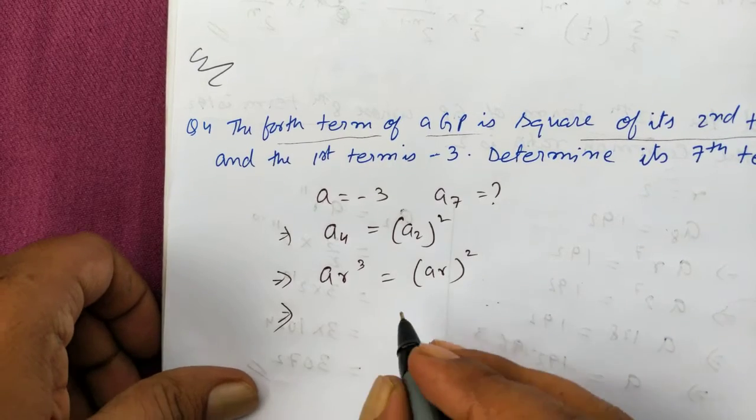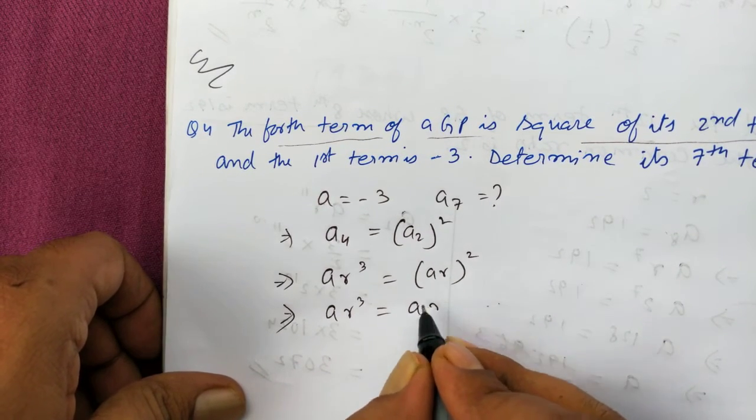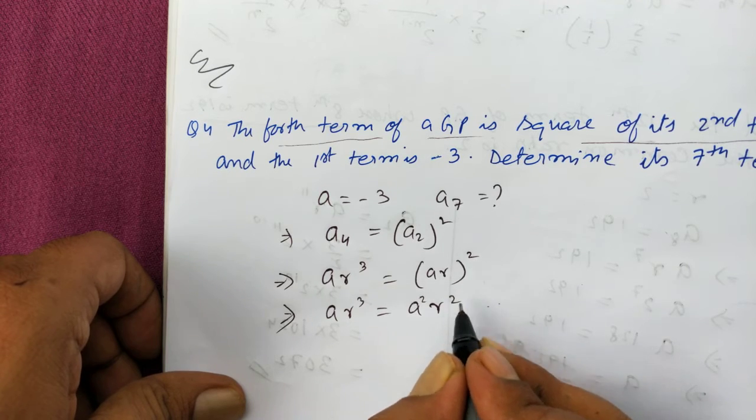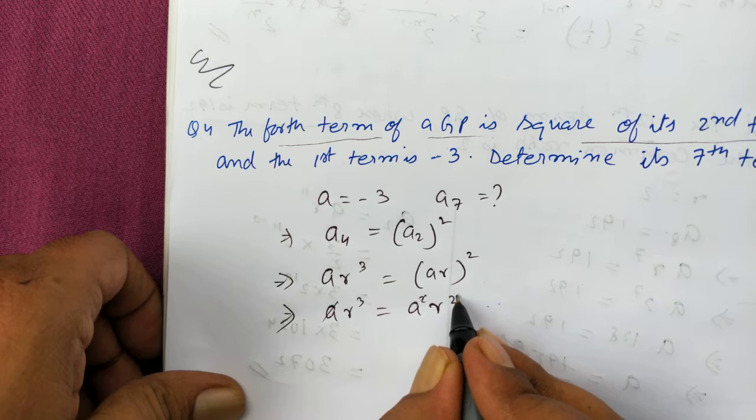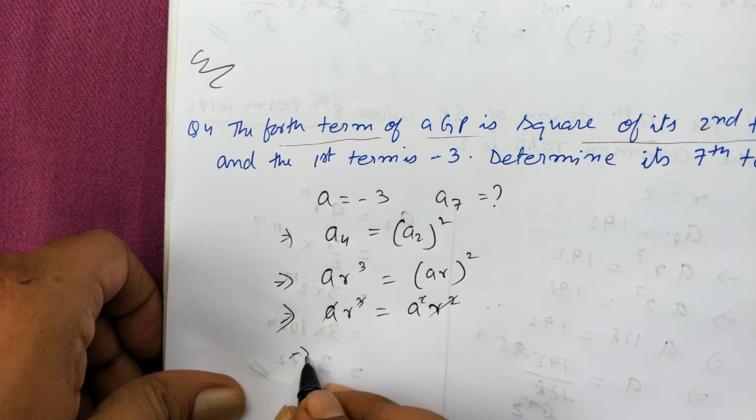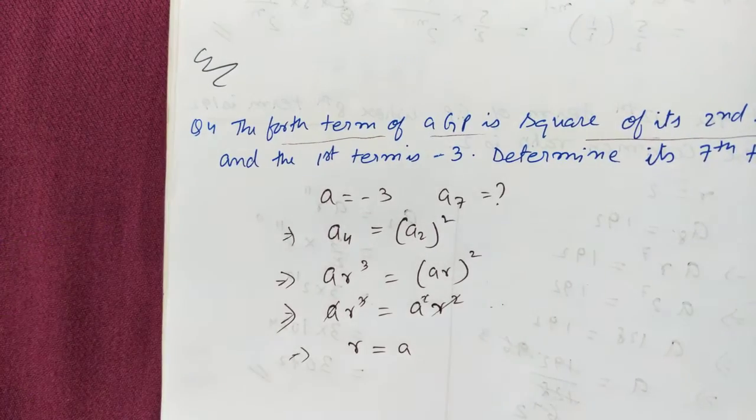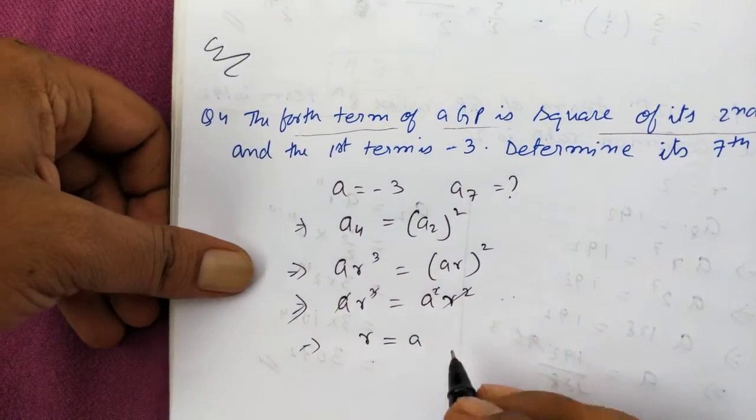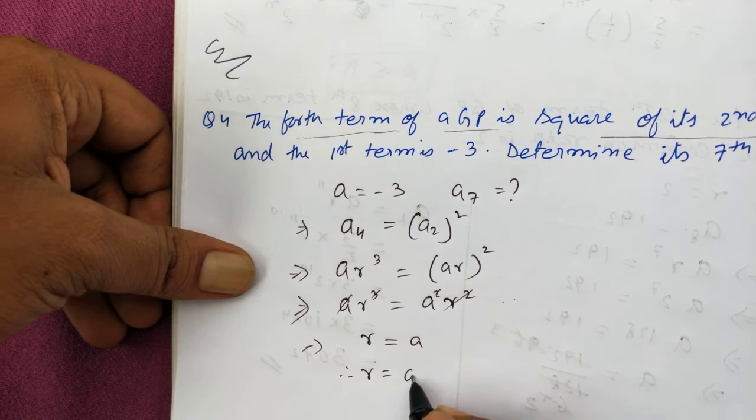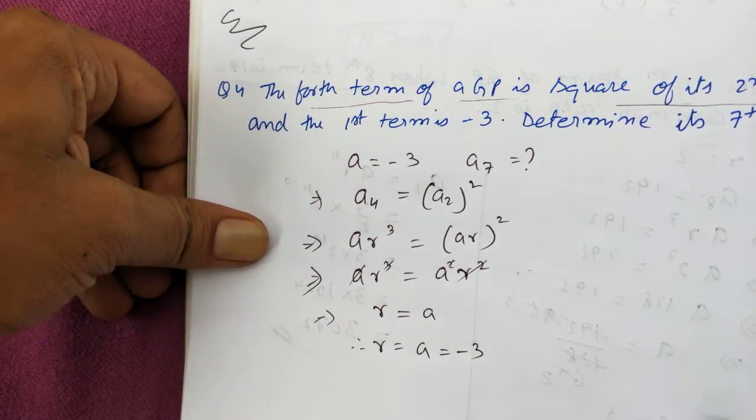Square both sides. A square R square. So one A cancels both sides. R square cancels both sides. We're getting R equal to A. Now if R equal to A, therefore R equal to A equal to minus 3. Since A is minus 3, R is also minus 3.